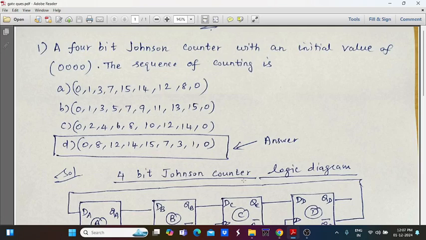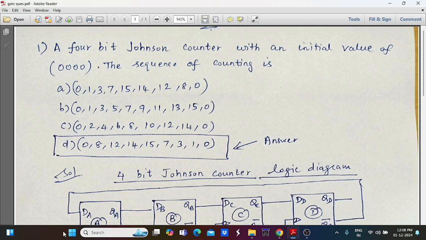So today we are going to see about the GATE question problems. It is the concept of Johnson counter. This question is repeatedly asked over more years in ECE domain GATE questions.